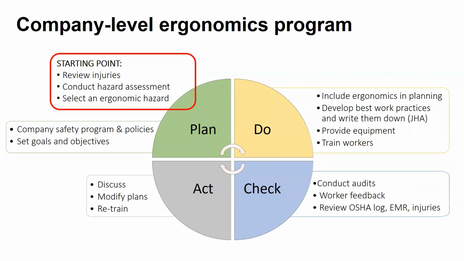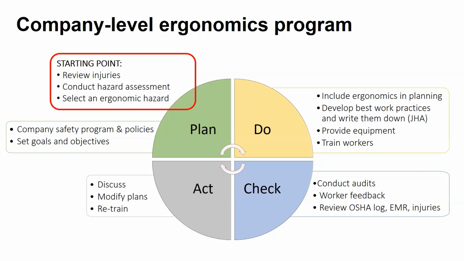The Plan, Do, Check, Act model shown here is a continuous improvement process improvement method. Your company-level ergonomics program should start with developing a plan to address ergonomic hazards to prevent soft tissue injuries as part of the company's overall safety program. It should include your ergonomic policies, goals, and objectives. Then do your plan. Develop the best ergonomic processes, provide workers with ergonomic equipment, and train workers.